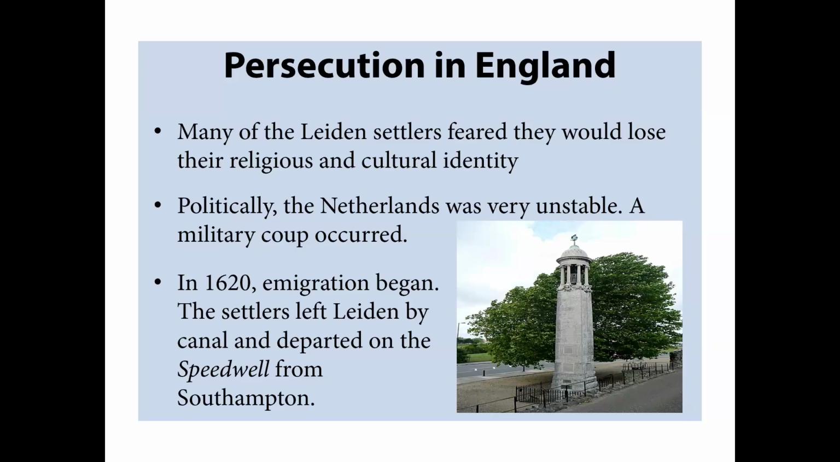So in 1620 is when the settlers that decided to leave Leiden had to depart by canal, and then they would go to England. They picked up some more passengers. Some passengers actually decided not to continue on, and then they departed on the ship, the Speedwell. Well, you're probably asking, why the Speedwell? Aren't we talking about the Mayflower?